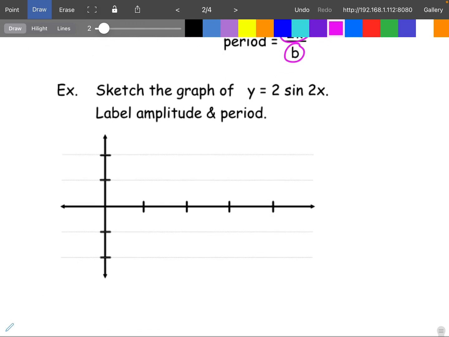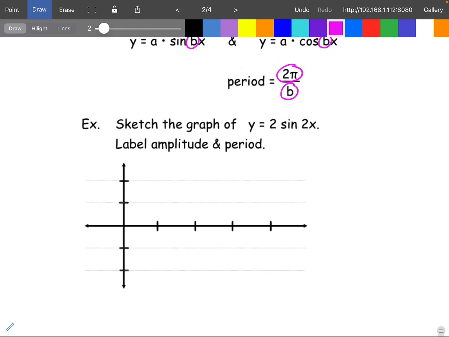So I'm not going to just automatically label this with 0, pi over 2, pi, 3 pi over 2, and 2 pi. Because if my period has changed, then it is much easier to label my axis based on my period than to take a standard labeled axis and try to squeeze or stretch that graph. It gets very difficult when you try to do it that way. So we're going to figure out what our period needs to be, and we're going to label our axis accordingly.